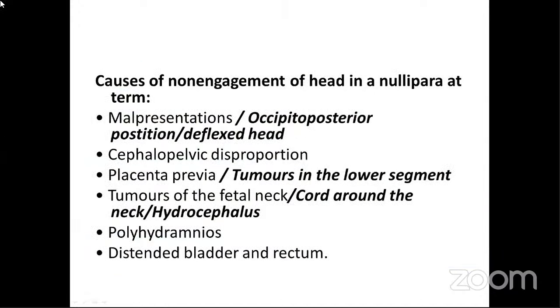Next one. So what are the causes of non-engagement of the head in the nulliparous at term? We did discuss a few points earlier. Also, you remember any malpresentations, occipito-posterior position, deflexed head, CPD or cephalopelvic disproportion, placenta previa, tumors in the lower segment, tumors of the fetal head, neck or cord around the neck, hydrocephalus, polyhydramnios, and distended bladder or rectum also sometimes prevents engagement. So these are the common causes of non-engagement of head in the nullipara at term.